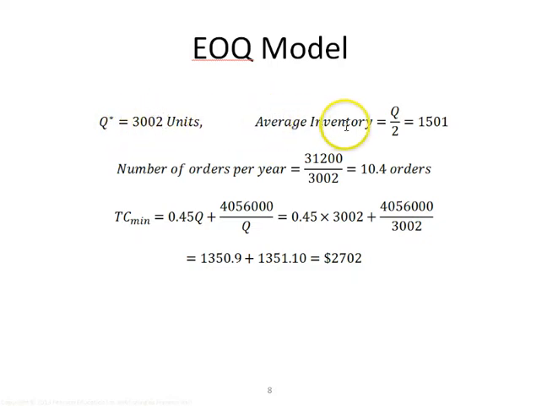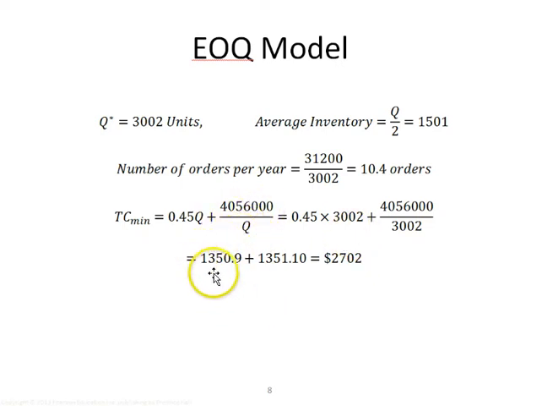That gives us an average inventory of Q over 2, or 1501 units. The number of orders per year is 31,200 divided by our order size, approximately 10.4 orders. That gives us a total cost function of 0.45 Q plus 4,056,000 over Q, and we solve that.